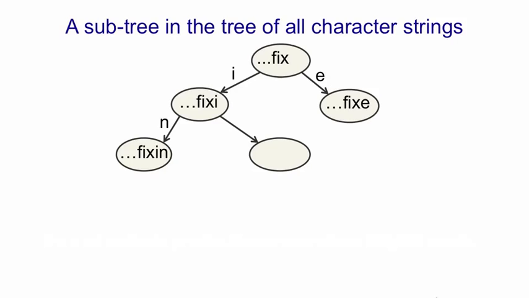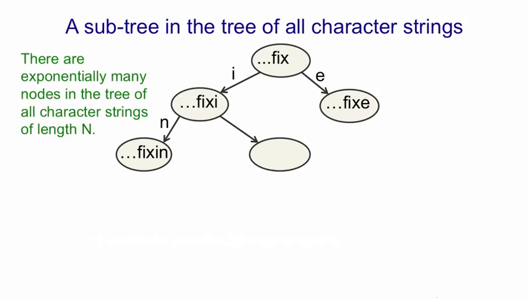In fact, this little subtree will occur many times, but with different things that are represented by that ... before the fix. So this represents that we had a whole bunch of characters, then we had F, and then I, and then X. And now if we get an I, we're going to go to the left. If we get an E, we're going to go to the right, and so on. So each time we get a character, we move one step down in this tree to a new node.